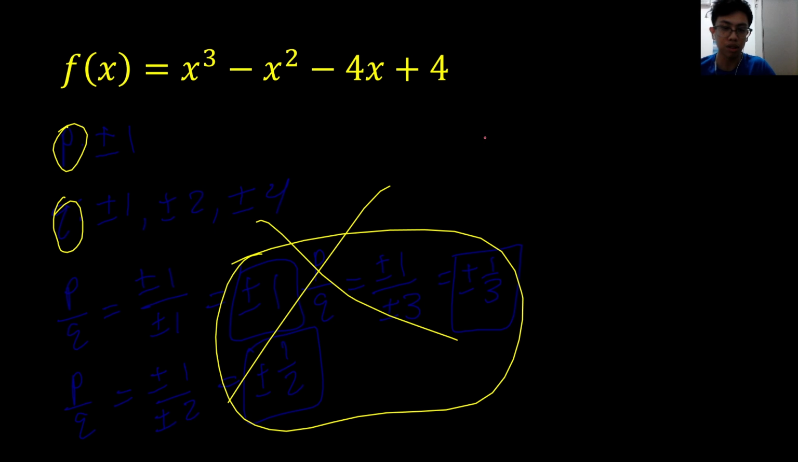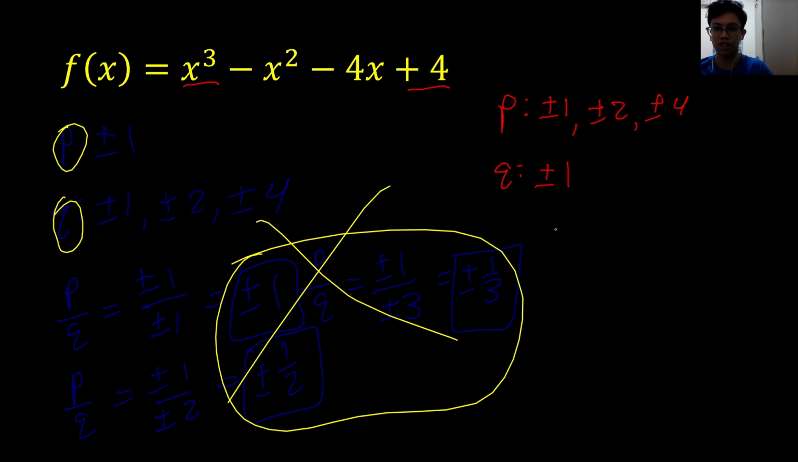So what you can do to solve this is to remember that P is the factors of your constant term, which is, in this case, positive 4. So the factors of positive 4 are plus minus 1, plus minus 2, and plus minus 4. And for the Q, remember that the Q is the factors of the leading coefficient. So in this case, 1. So the factors of 1 is plus minus 1.